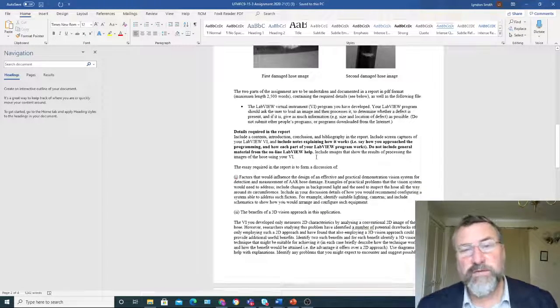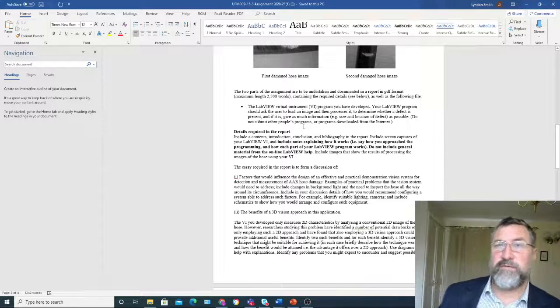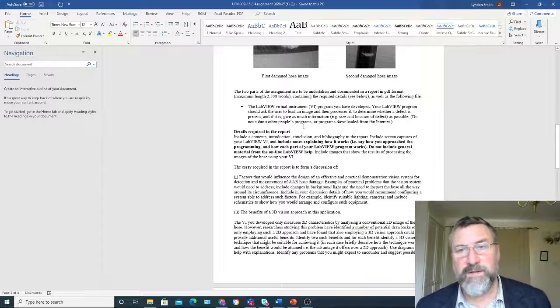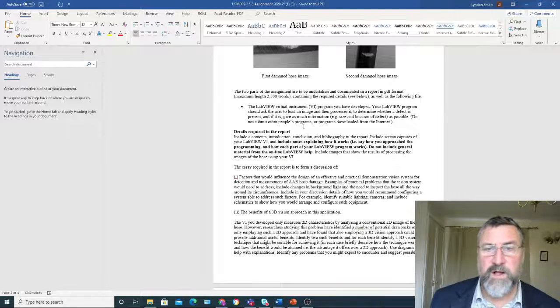There are details required in the report. I put a bit of emphasis on this because people sometimes tend to put a lot of effort into the LabVIEW program, but not bother so much with the report. And that's not good because quite a lot of the marks are for the report. I'll put the marking scheme on there if it's not on there, so you've got access to that.